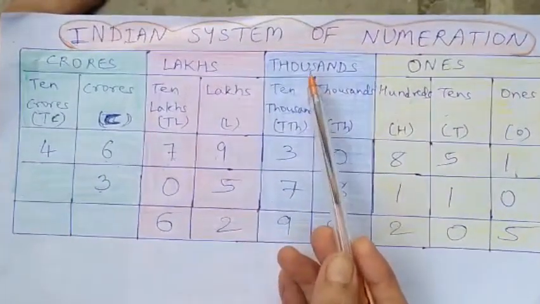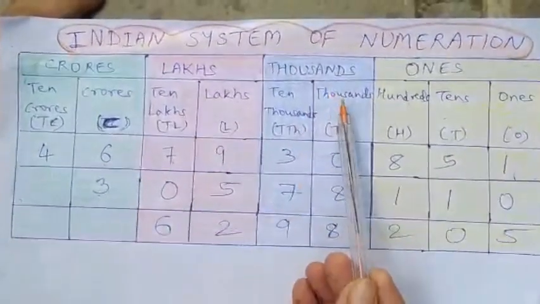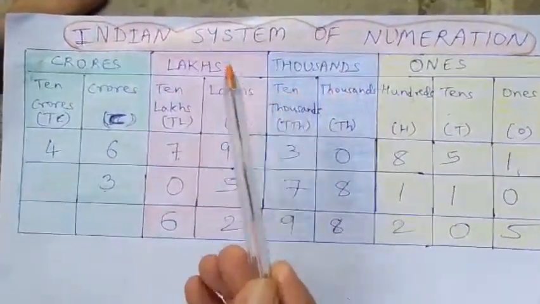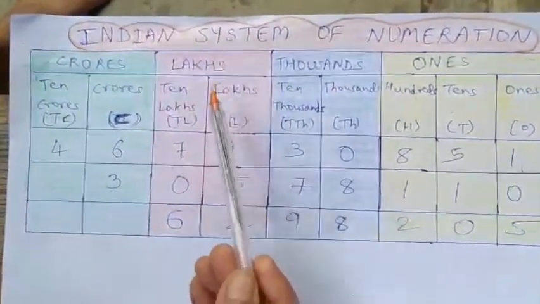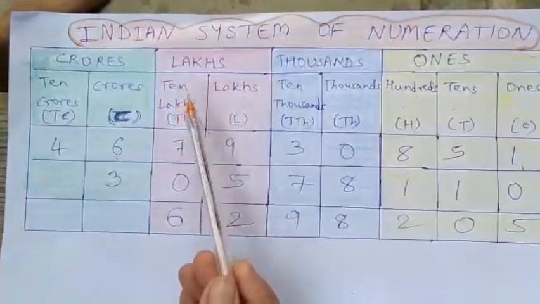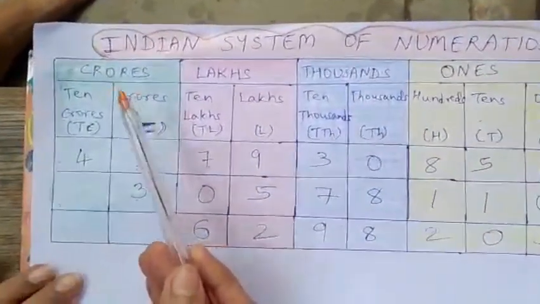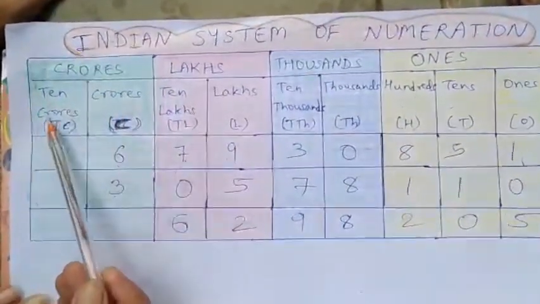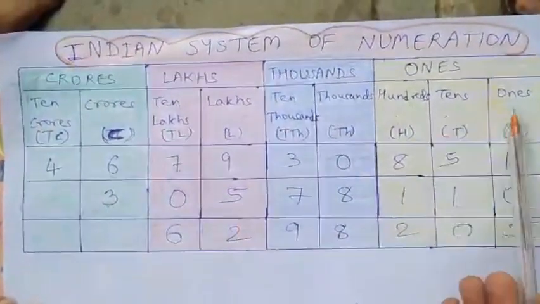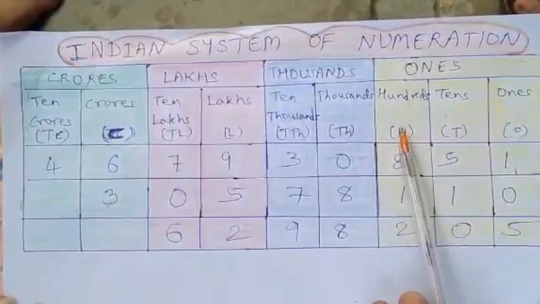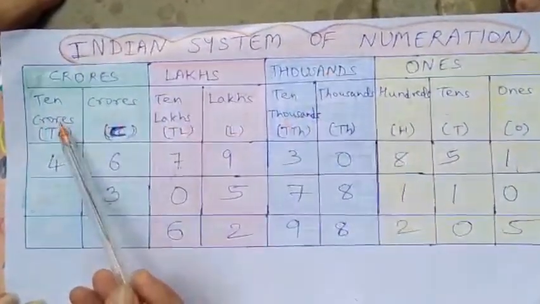Thousands period is subdivided into 2 sub-periods: thousands, 10,000s. Lakhs period is subdivided into 2 sub-periods: lakhs, 10 lakhs. And crore period is divided further into 2 sub-periods: crores, 10 crores. So, we can see that only one period has 3 sub-periods. The rest of the periods have only 2 sub-periods.